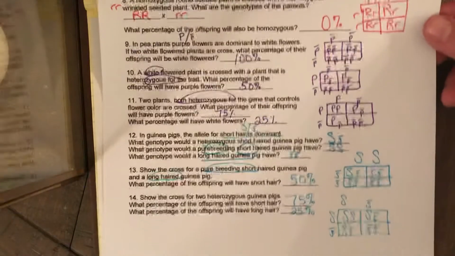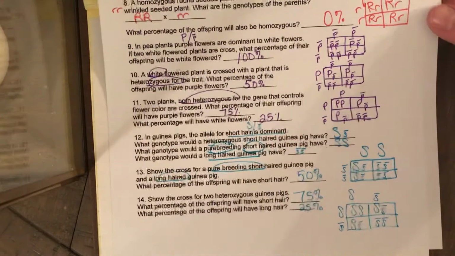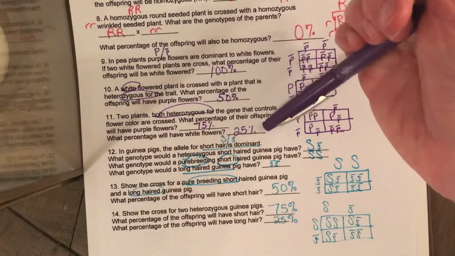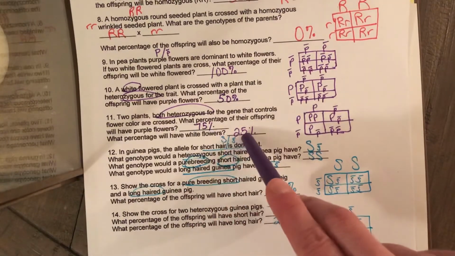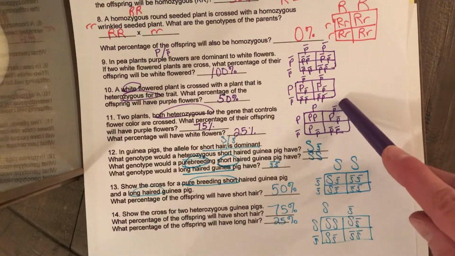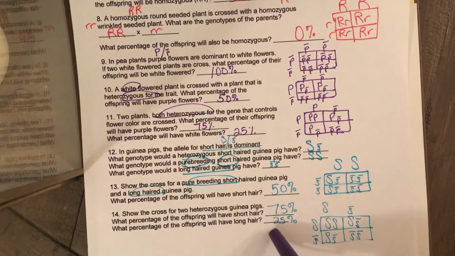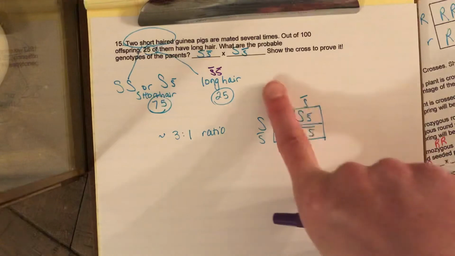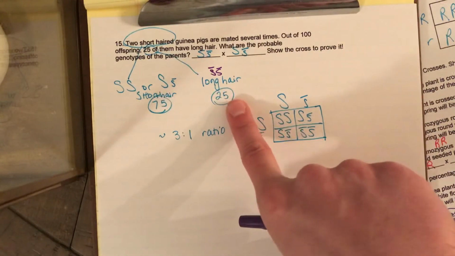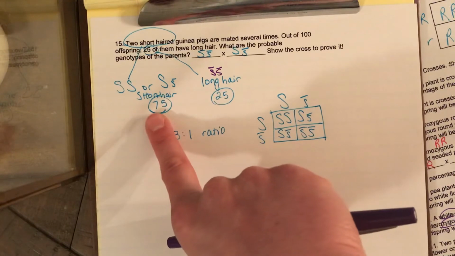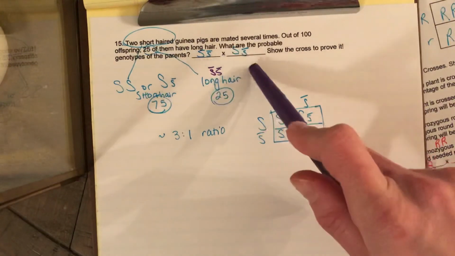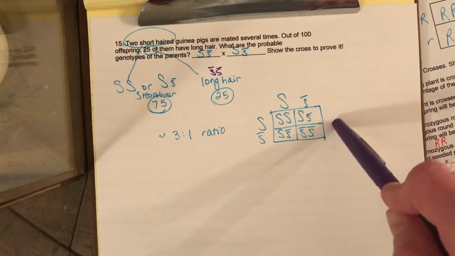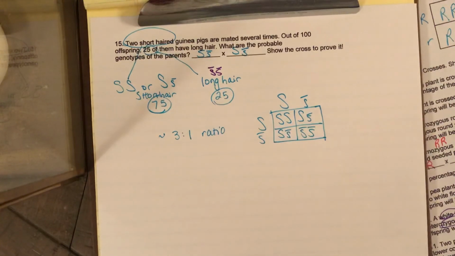So if we go back to this page, we've seen some problems where we're dealing with 75-25, 75-25, and the thing that's the same about this, 75-25, is that we're crossing two heterozygotes. And here when we get 75-25, we're crossing two heterozygotes. So here again, we see 25 are long. That means that the rest, which is 75, are short. So we must have crossed two heterozygotes, big S little s and big S little s. And if you check it out with the Punnett square, that is in fact what you would get. And that's it.